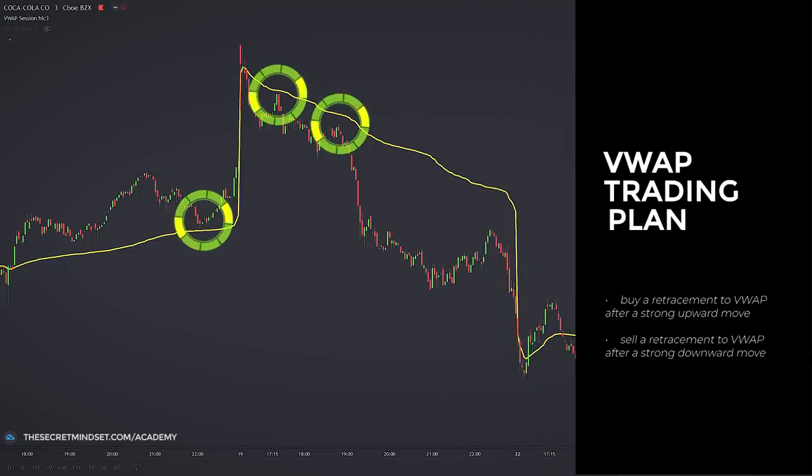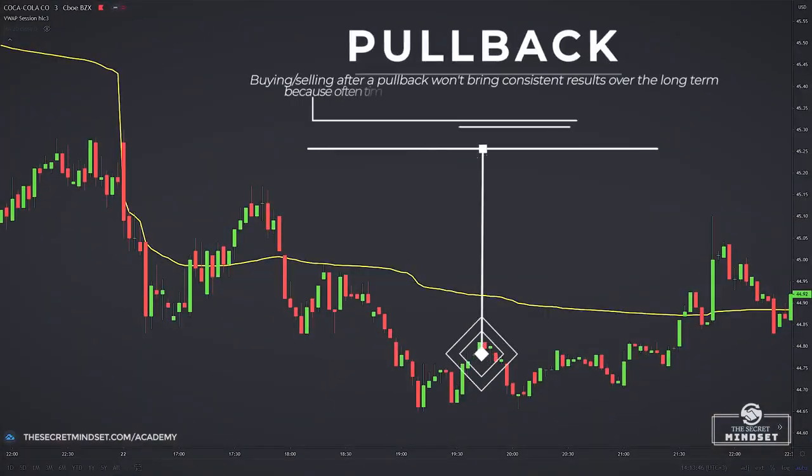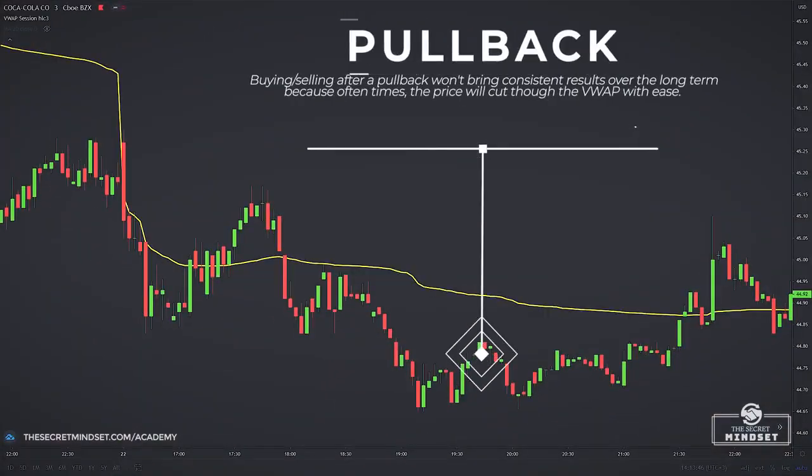So the idea is to buy a retracement to VWAP after a strong upward move and to sell the retracement after a strong downward move. But this strategy alone isn't enough to record consistent results. Oftentimes, the price will cut through the VWAP with ease. It's not about taking every signal, it's about filtering and trading only the high-quality setups.